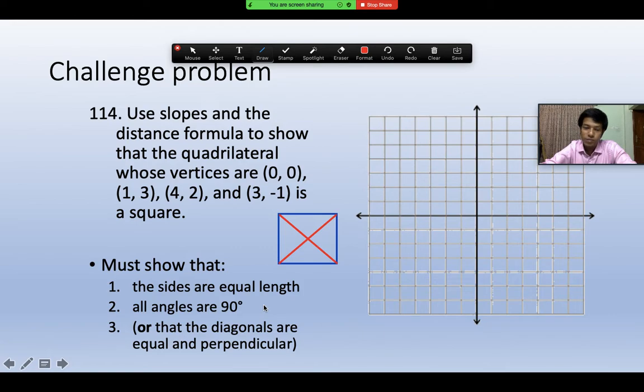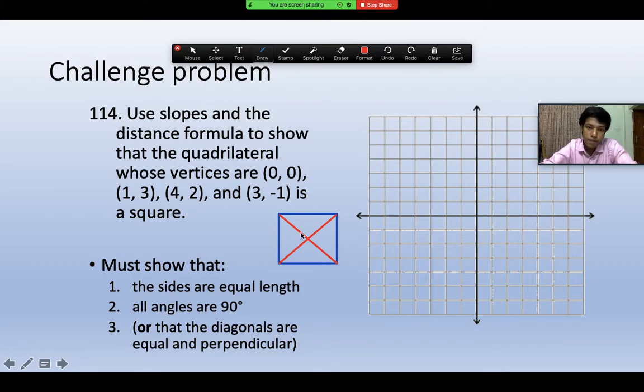So how can you prove it? First of all, you have to find out that this length, this length, this length, and this length are equal. You can do that by using the distance formula. Then you can find the slope of this line and this line, and they will be the same. Then the slopes of this line and this line will also be the same because they are parallel lines.